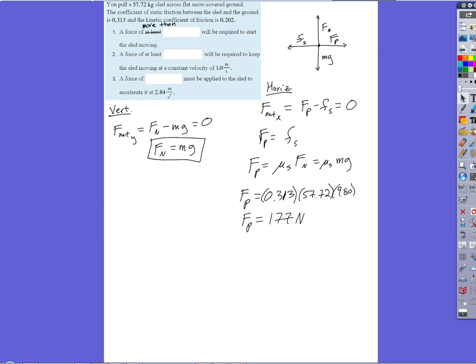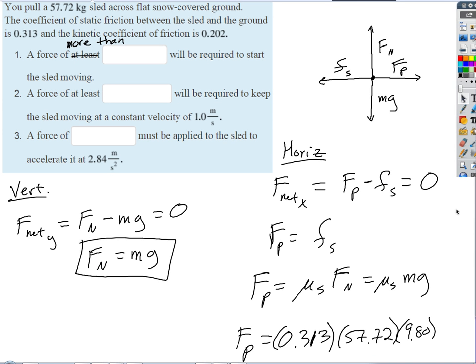Okay, what about part 2? Let's read it. Part 2 we want to know a force of at least blank will be required to keep the sled moving at a constant velocity of 1.0 meters per second. Is that 1.0 meters per second? Where's that going to fit into our equations?